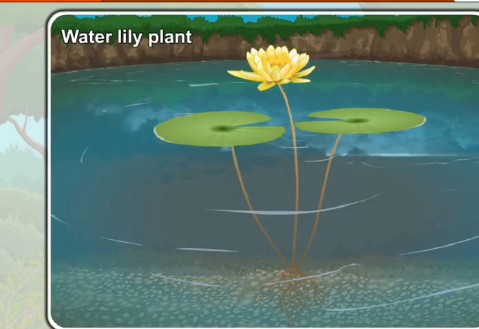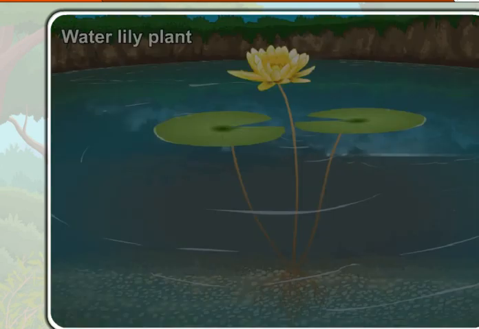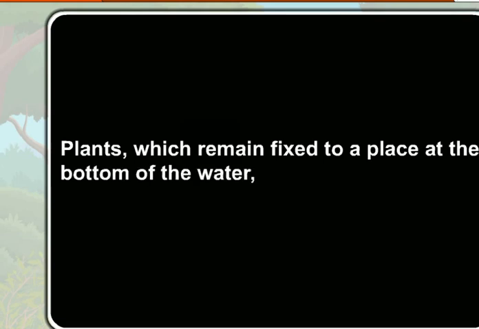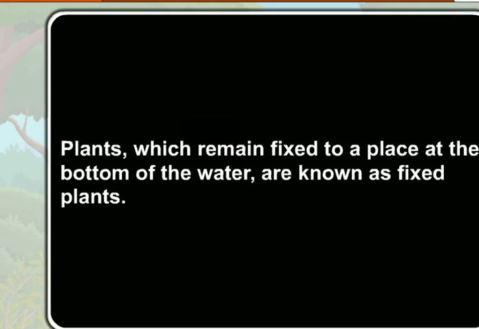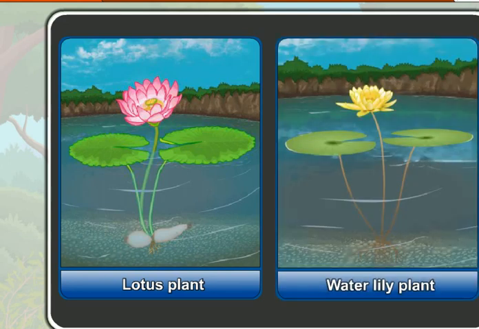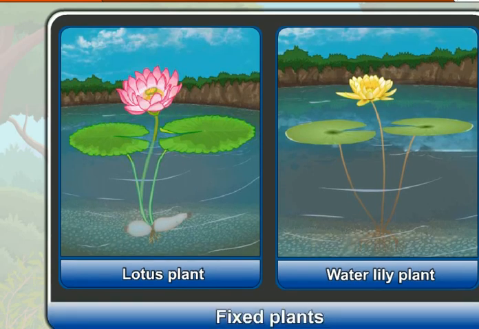A water lily plant is also fixed to a place at the bottom of the water. Plants which remain fixed to a place at the bottom of the water are known as fixed plants. So, plants like a lotus plant and a water lily plant are fixed plants.